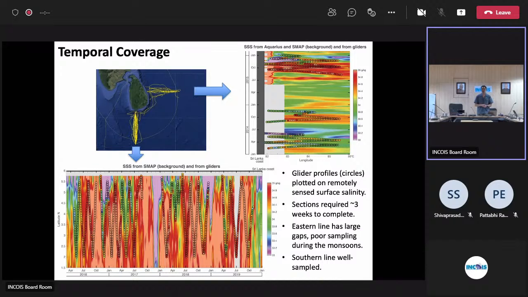Each section required about 3 weeks to complete, right? So the sections are not instantaneous, they're not even as fast as you could do them with a ship. So again, that requires some thinking about how one interprets them, the kinds of things we're doing here. I think we're on pretty solid ground, but for other questions that we might have, you'd have to consider how to deal with that.